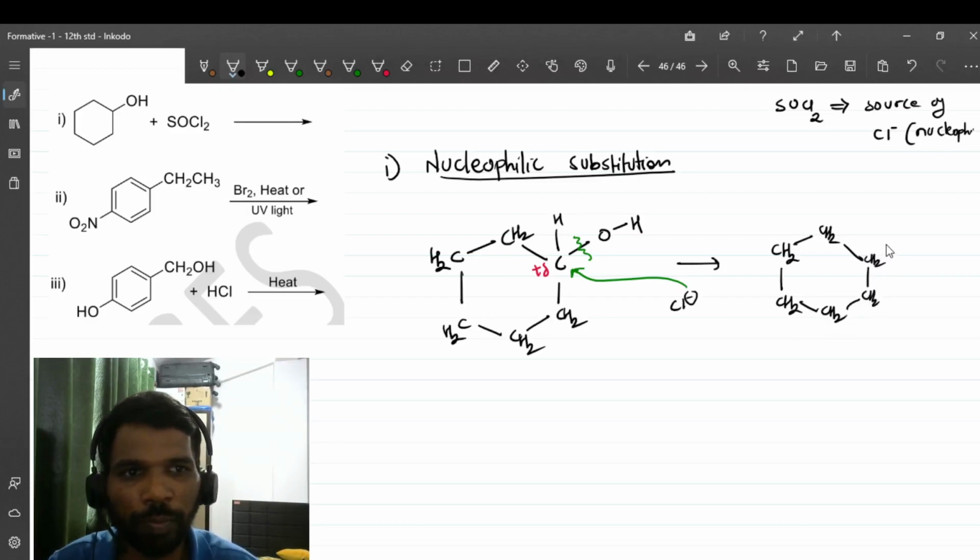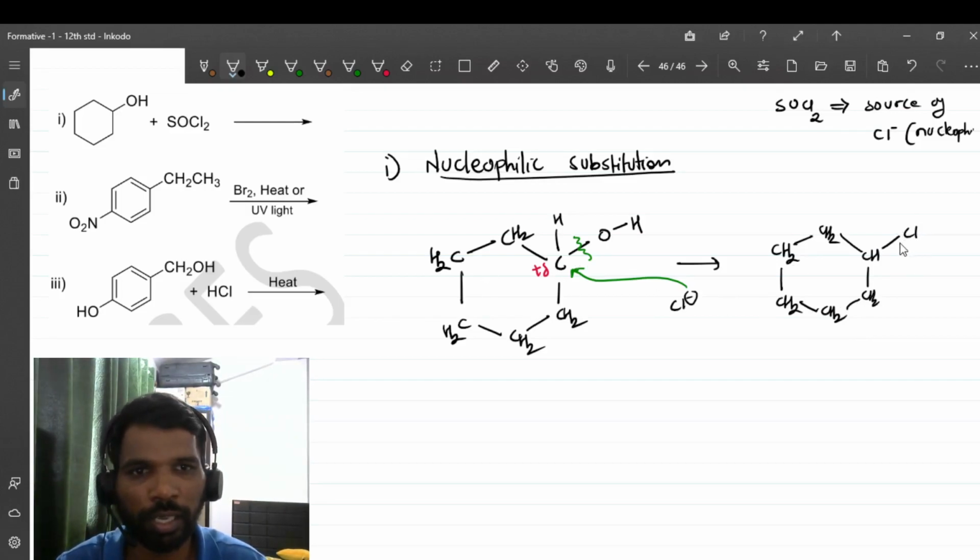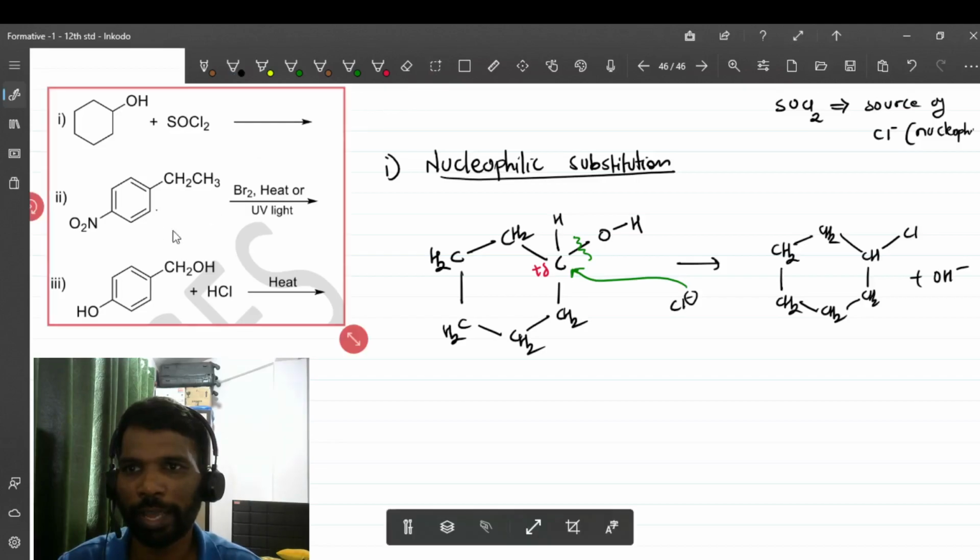I've written this open, like all the carbons and hydrogens I have written just for your understanding. Some students, if they are not understanding bond line structure, they can learn. This is a best example to learn a bond line structure. This is Cl. The OH is gone, OH minus. Okay, we'll do the next question. I'll do that on the next page.